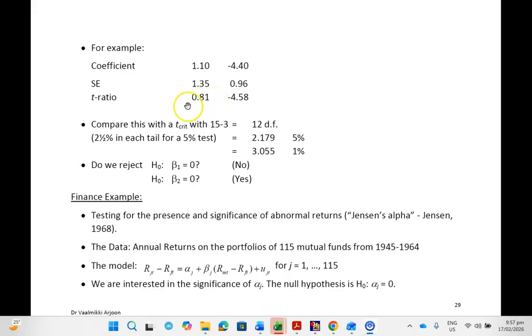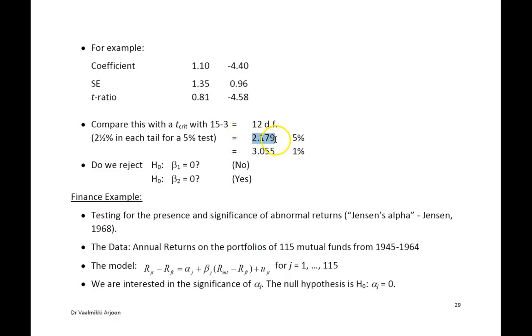Now we want to test these for statistical significance, meaning we want to see whether beta 1 is equal to 0 or beta 2 is equal to 0. These are the two null hypotheses, for this one and that one. We call this beta 1 and this beta 2. For a 5% level, two-tailed test, 2.179 is the critical value.